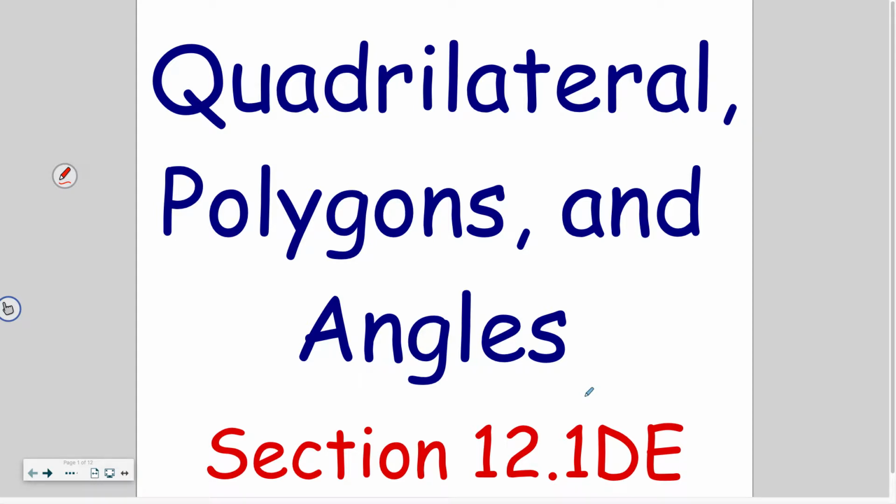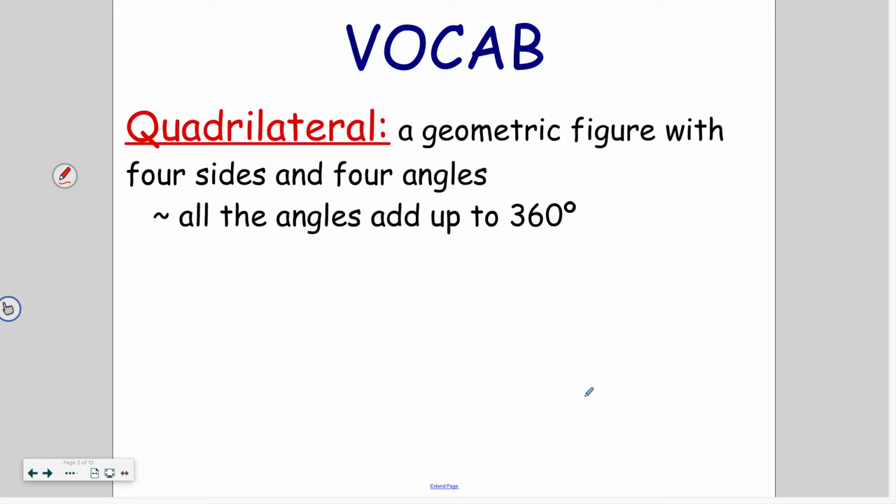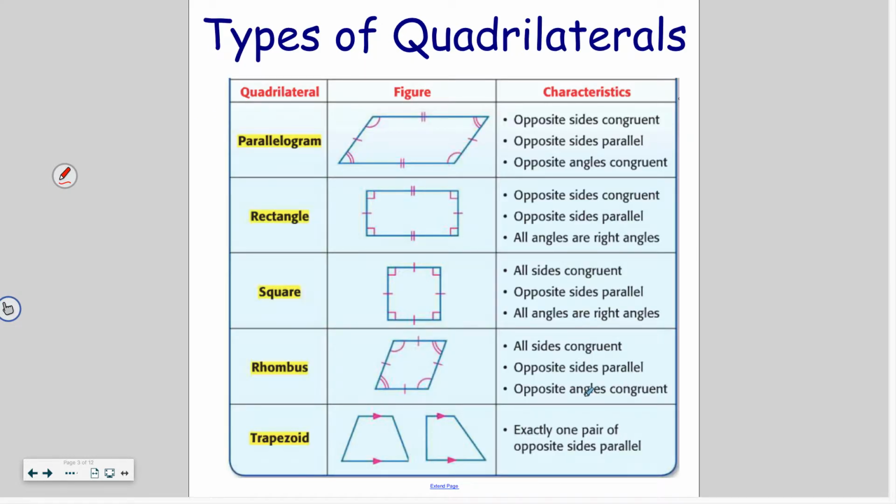Hello class, today we're going to talk about quadrilaterals, polygons, and angles. This is section 12.1 D and E. A quadrilateral is a geometric figure with 4 sides and 4 angles. If we are looking at the angles, all of them should add up to 360 degrees. There are a few specific quadrilaterals that we're going to look at. You're going to want to take a minute and pause the video and copy down this information into your notebook.